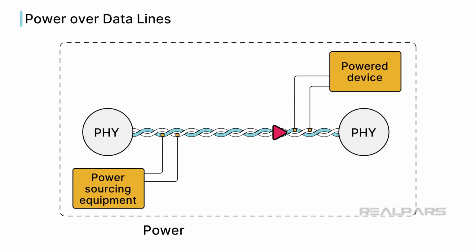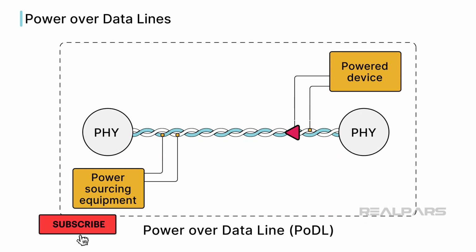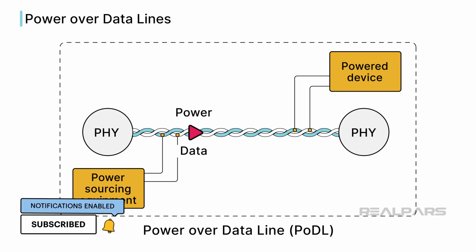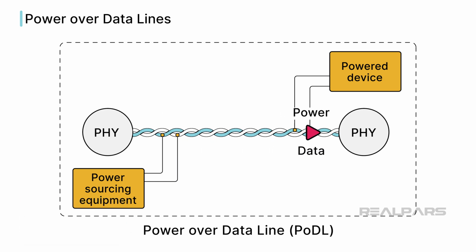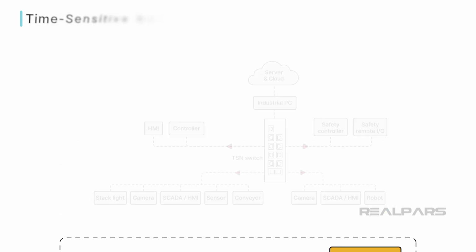SPE also supports power over data lines, known as PoDL. This feature allows power and data to be delivered over a single cable. Up to 30 watts of power can be delivered over a single pair of wires. This can greatly reduce wiring complexity.